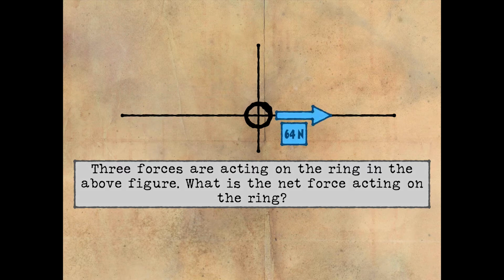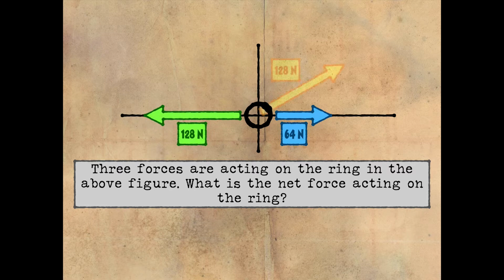Alright, so you have three forces, the problem tells us. The first one is 64 newtons being pulled to the right, and another force in the opposite direction, 128 newtons to the left, and then a third force at an angle towards the right at 128 newtons. And that angle is 30 degrees with respect to the horizontal. I just don't have that on there yet, and you'll see why in a few minutes. So these are the three forces that are acting on my ring.